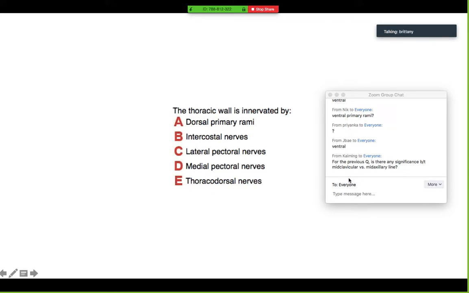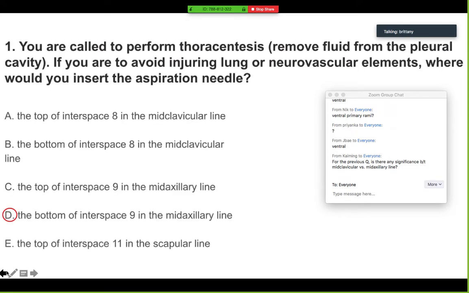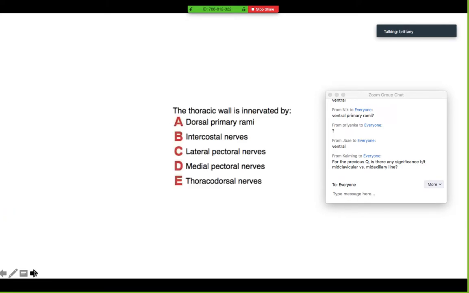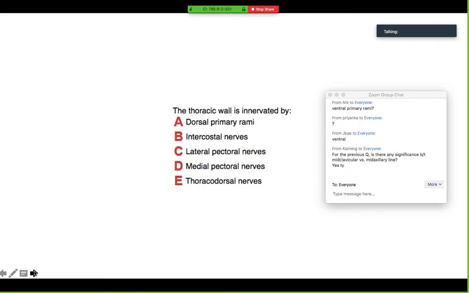Okay, so for the previous question, is there any significance between midclavicular versus mid-axillary? Yes, so mid-axillary would be the correct answer because the pleura is going to extend down further at that line. Does that make sense? And we'll get there with that when we get to the lung stuff. Okay, so back to this question.